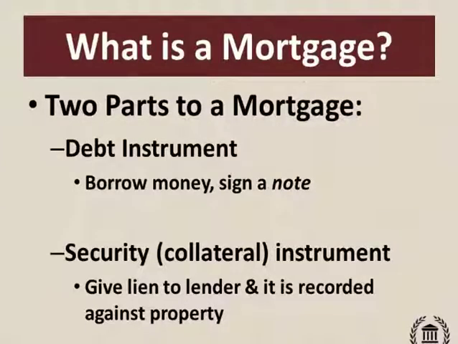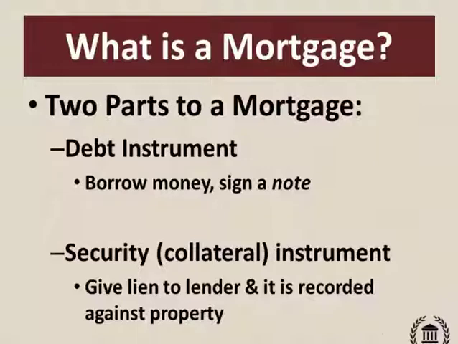Well, a lot of people think of a mortgage as a note, and a note is a mortgage, and the debt is, it's all one thing. It's just called a mortgage. Not really. There's two parts to what we call a mortgage. You go to the bank, you borrow money, and you sign a note. We call that a debt instrument. Then you sign a collateral instrument called a security instrument.